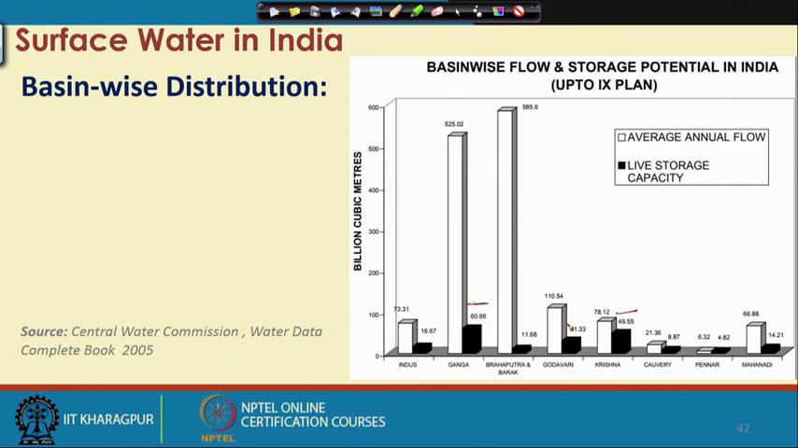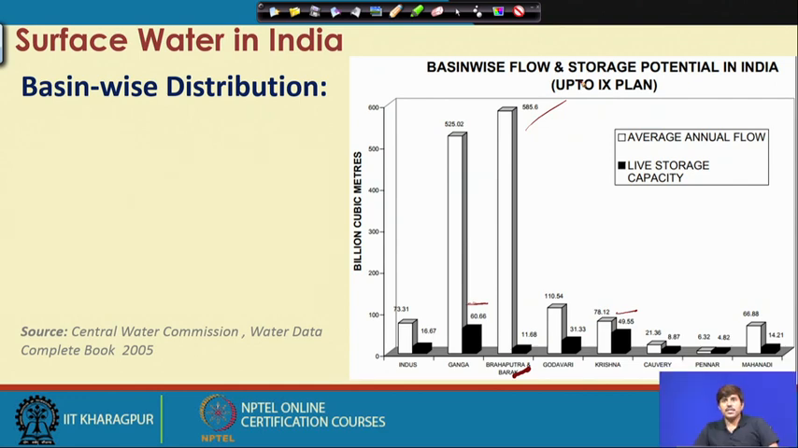If you see the Brahmaputra and Barak, they have a huge average annual flow from the rainfall. We know how prone the Brahmaputra is to flooding. So, they transport a huge amount of flow, and that is evident, close to 600 billion cubic meters of water is annually transported in the Brahmaputra and Barak river basins.